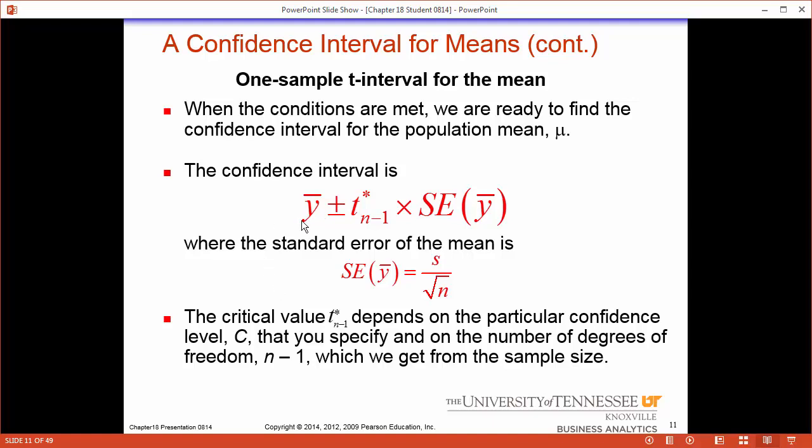First, we will have what we're trying to estimate. We are trying to estimate the true mean, and our best guess of the true mean is the sample mean. So in this first part, you can look at it as what you are using to estimate. You are using the sample mean to estimate the true mean.